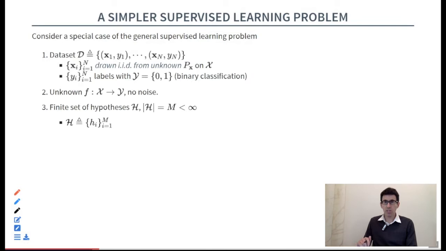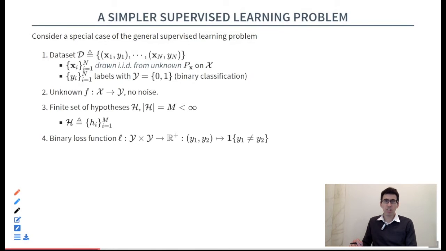And to make my life easier, I'm also going to write all the functions, or all the hypotheses h in my calligraphic set H as h_i, and I'm going to number them from i equal 1 to capital M. So this is just notation, but that's going to make my life a little bit easier.